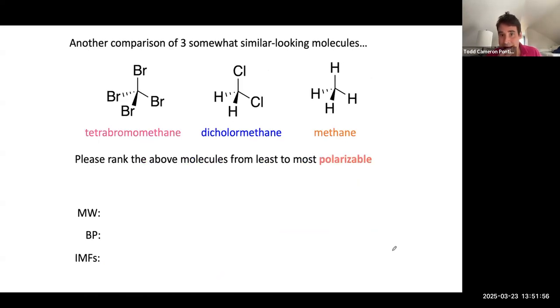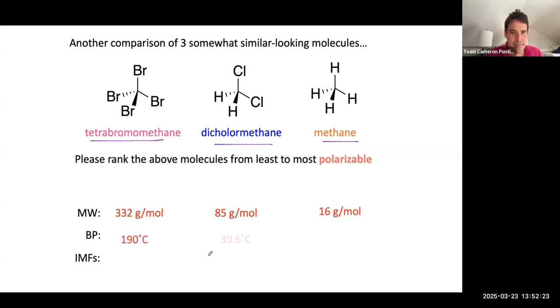And what if we look at these three molecules, tetrabromomethane, dichloromethane versus methane? Let's rank them from least to most polarizable. Remember, polarizable does not mean polar. Heavier molecules, more polarizable. So if we look at these, methane is the least polarizable, then dichloromethane, and then tetrabromomethane, because bromine is actually pretty significant.